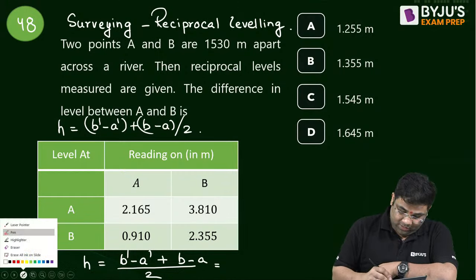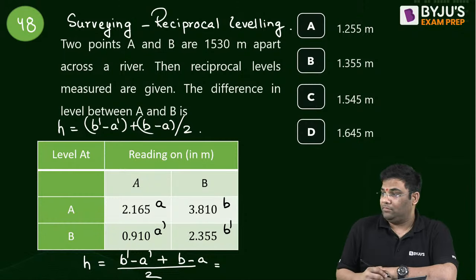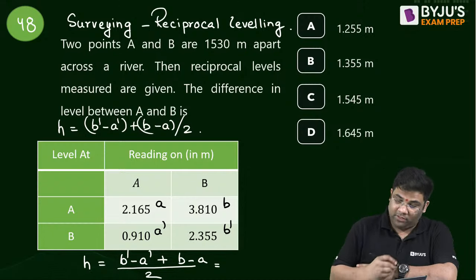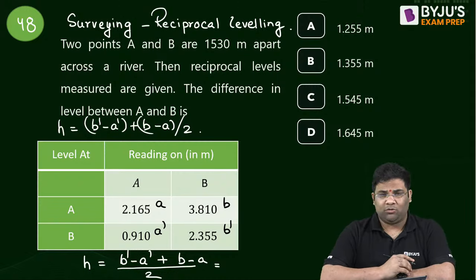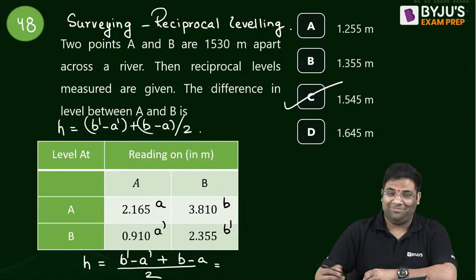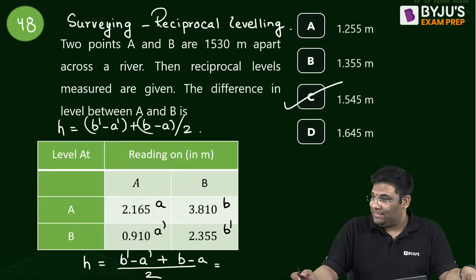What's the answer? Come on, fast. This is your B reading, this is A reading. This is B dash reading, this is A dash reading. Very straightforward question. All these straightforward questions are asked in the examination, so you should know all of them. C, very good. Saurabh was fast to answer the surveying question. Very good. 48, B reported, C.